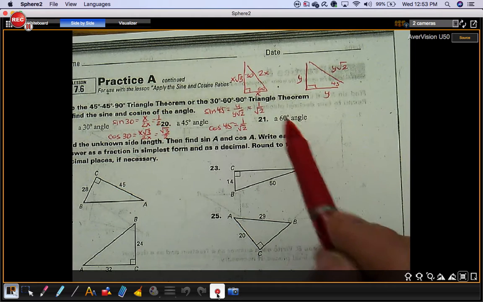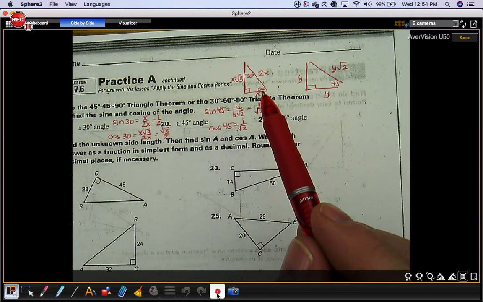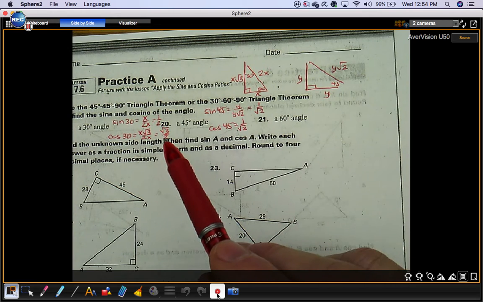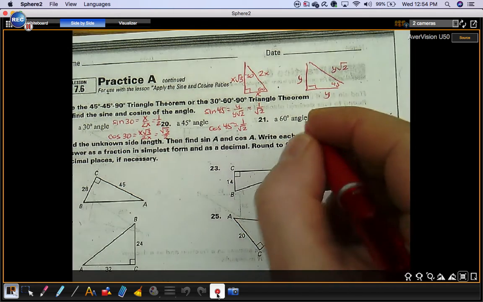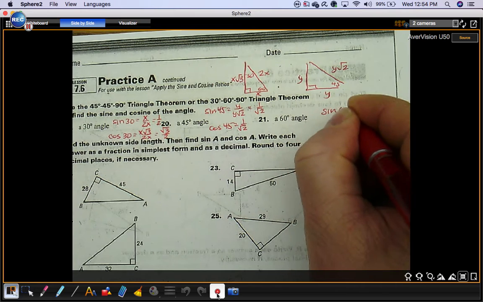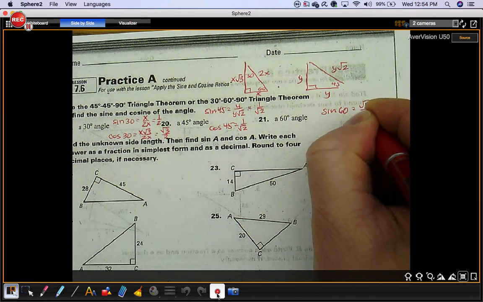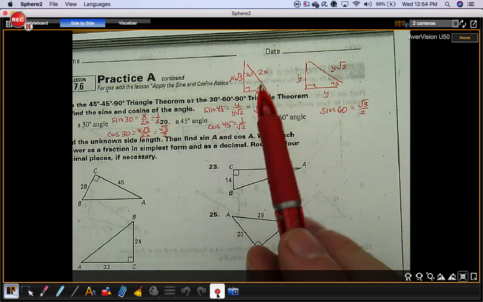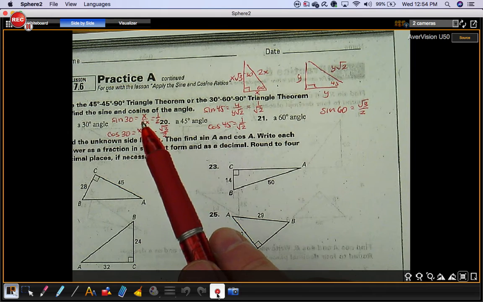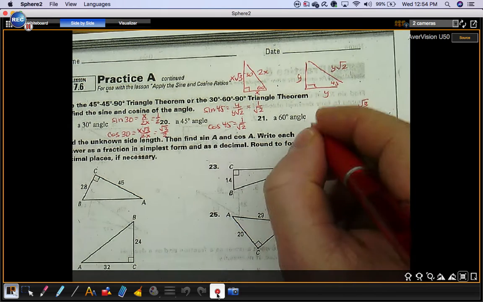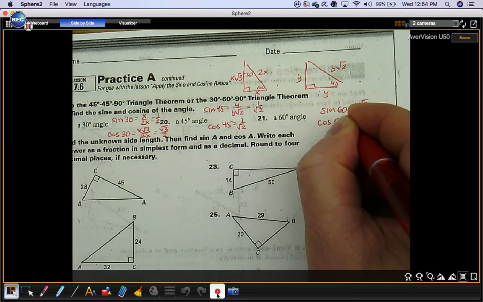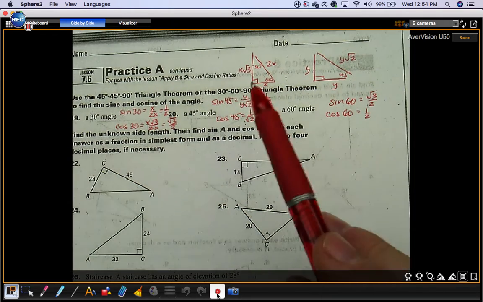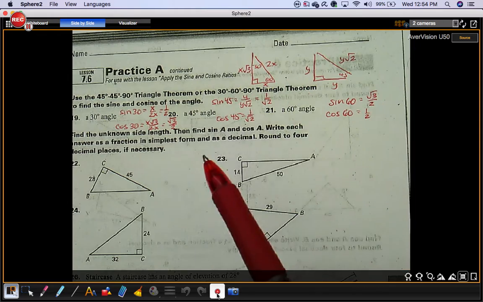Okay, sine and cosine of a 60-degree angle. So here's your 60. Sine would be opposite over hypotenuse, so it's going to be the same as your cosine of 30. Cosine of 60 would be the adjacent over the hypotenuse, so it'll be the same thing as the sine of 30. That's how you do those ones. You actually don't even need the triangles if you're thinking correctly.